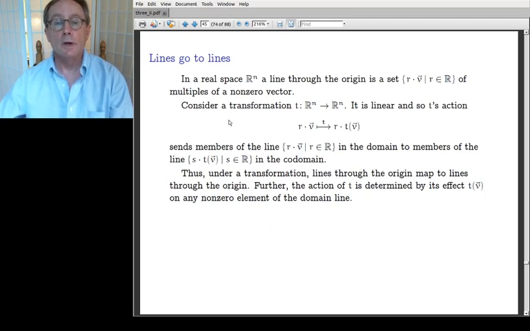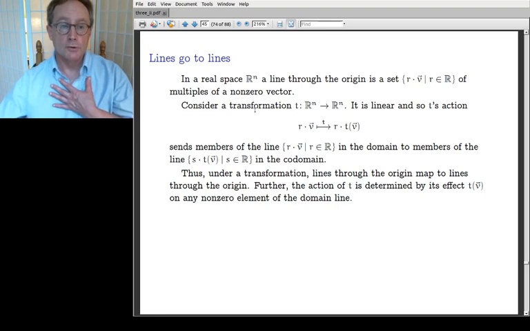So if you fix a transformation from real n space to real n space, remember I personally try to limit the word transformation to where the input and output spaces are the same, but that's not universal. Not everybody does that. I try to stick to that, but other people do something different. But here we go. That's a transformation from Rn to Rn, and it's a linear map. It's a homomorphism. So its action has to be that r times v maps, under T, to r times T of v. So the members of this line map to the members of this line.